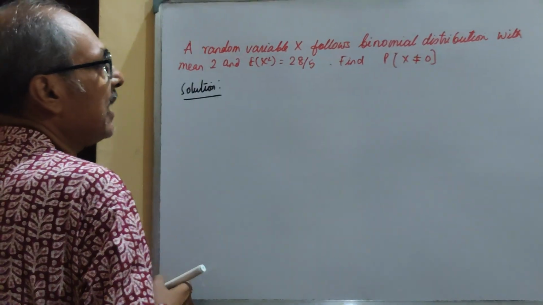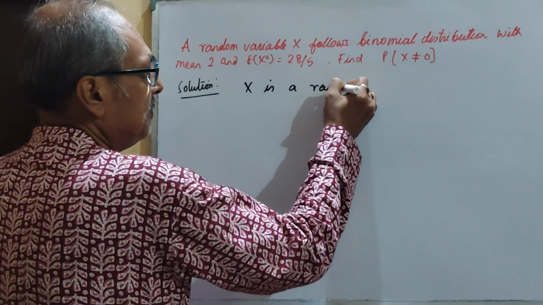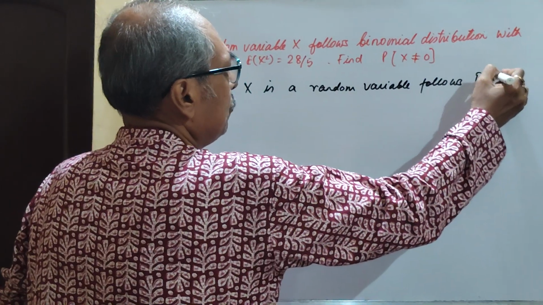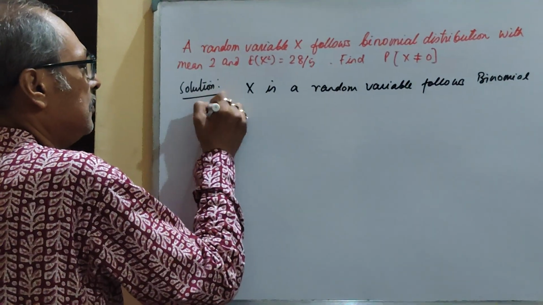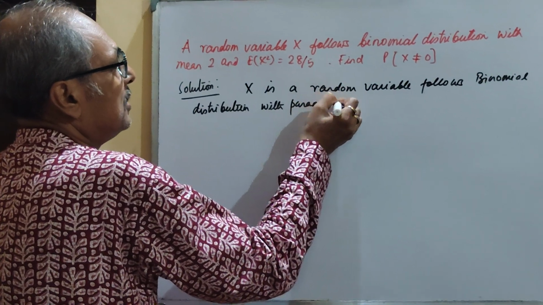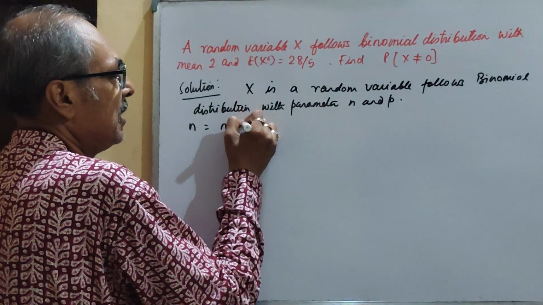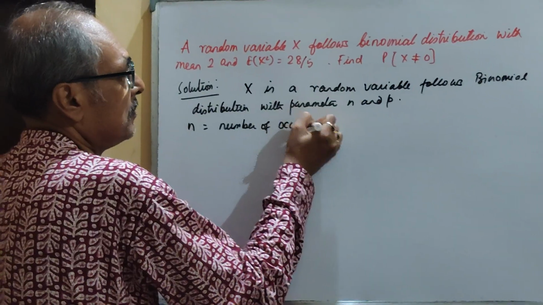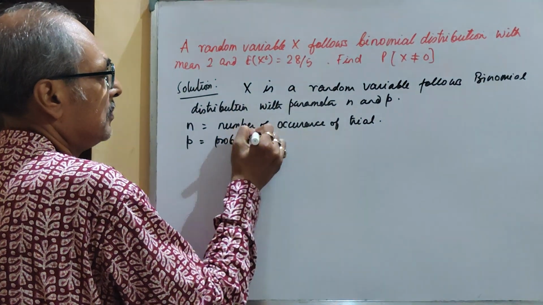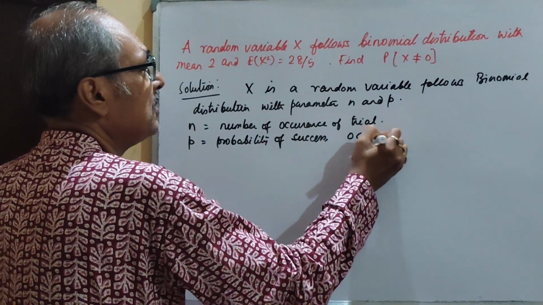Now the solution. X is a random variable, follows binomial distribution with parameters n and p. Now what is n? n is the number of trials, and p is the probability of success, where p lies between 0 and 1.